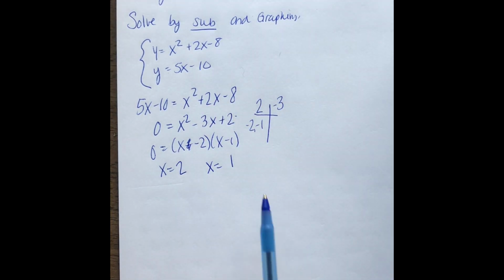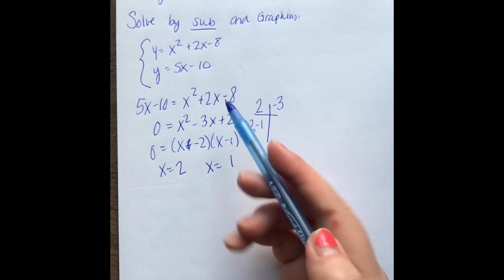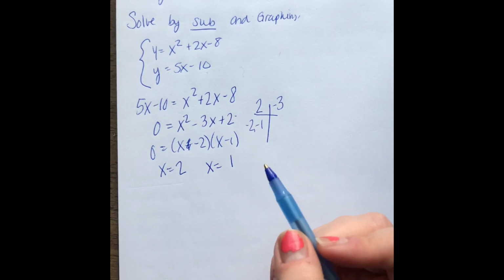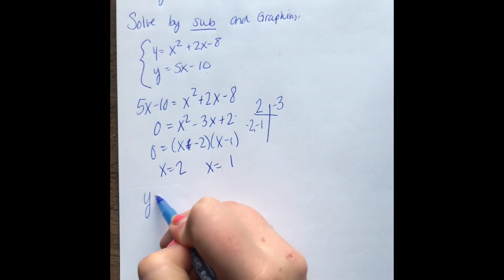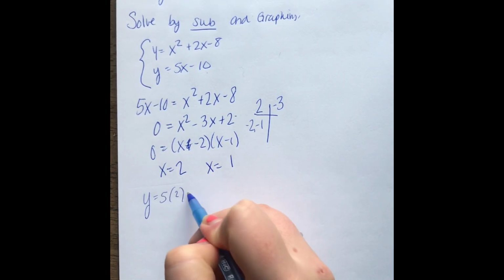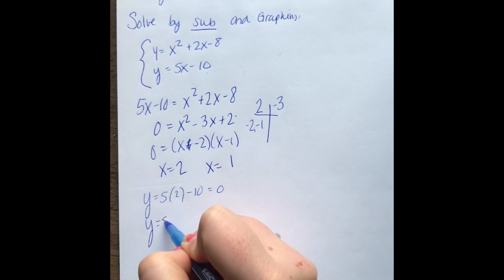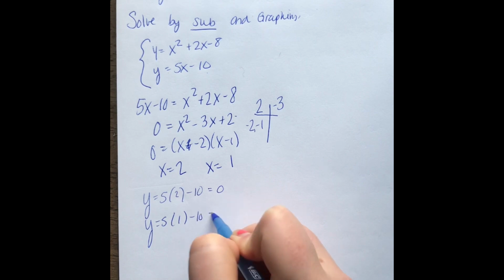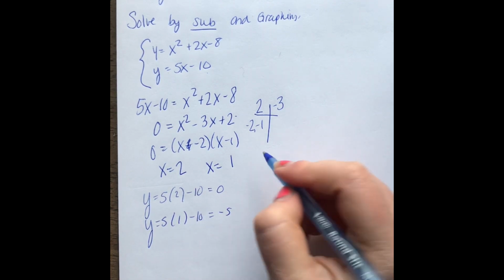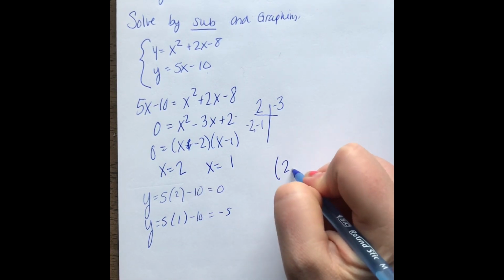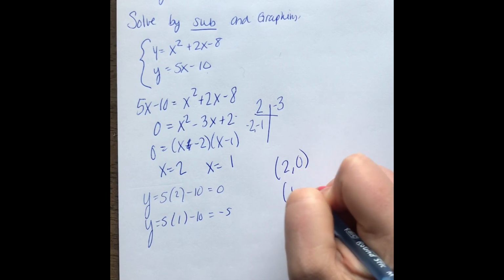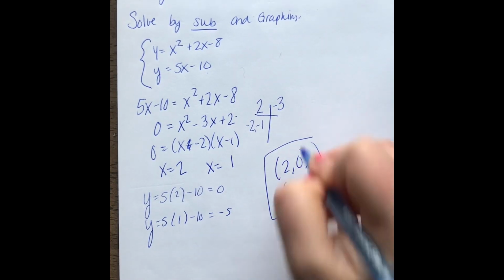And remember, these solutions would be coordinate points, so you have to plug them back into either one of the equations. I'm going to do the bottom equation because it's a little bit simpler. y is equal to 5 times 2 minus 10, which is 0, and y is equal to 5 times 1 minus 10, which is negative 5. So that means our solution is the coordinate points (2, 0) and (1, negative 5).